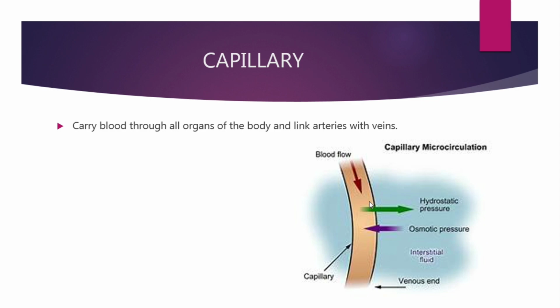The walls of capillaries are made of a single layer of thin flattened cells, similar to those lining the internal walls of the arteries and veins. These thin walls allow materials to be exchanged between the blood in the capillaries and the tissue they supply. So this is the capillary. It allows exchange of materials inside the human body.